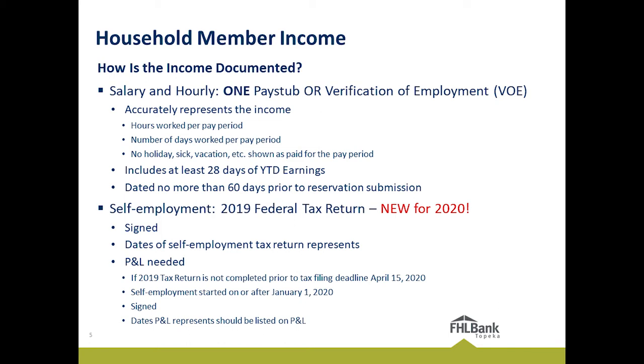Do not provide 1099s or K-1s, but do provide all pages of the tax return, including all schedules. Do not provide a tax return and a profit and loss. We do not need both documents for the same self-employment. Determine what is needed based on the guidelines stated in the AHP-HSP Income Calculation Guide. Make sure the tax return or the profit and loss is signed.